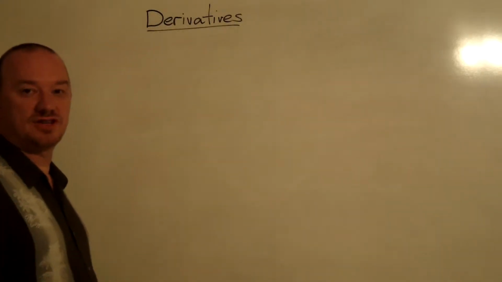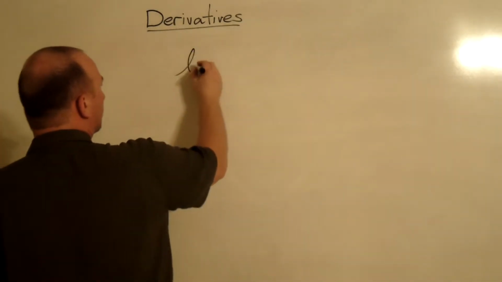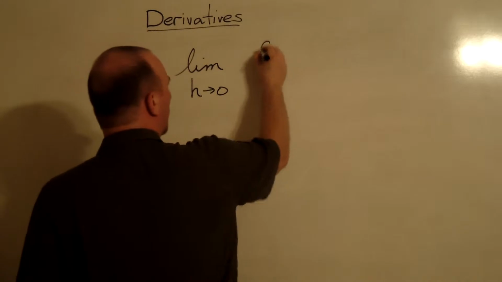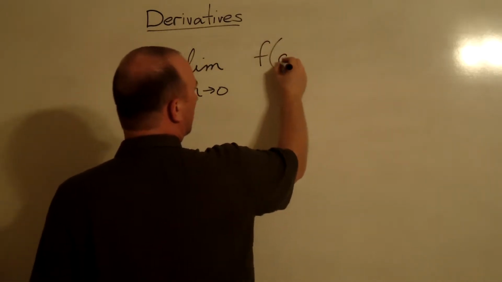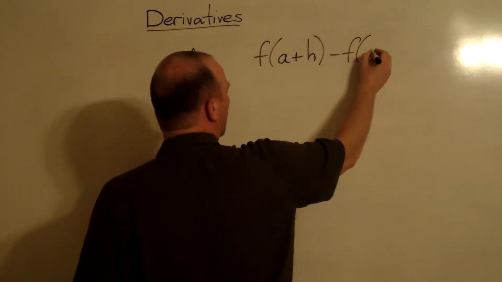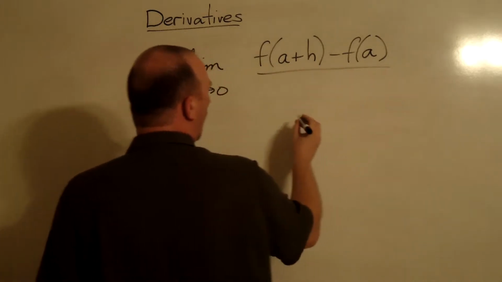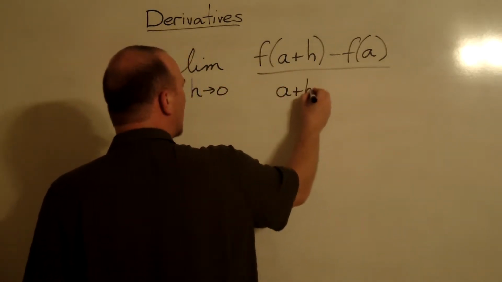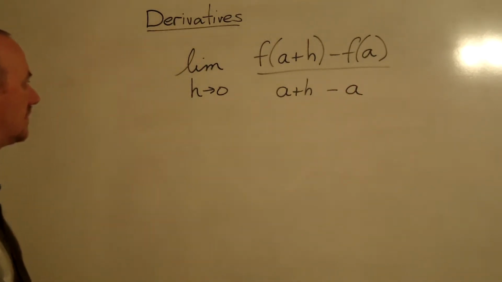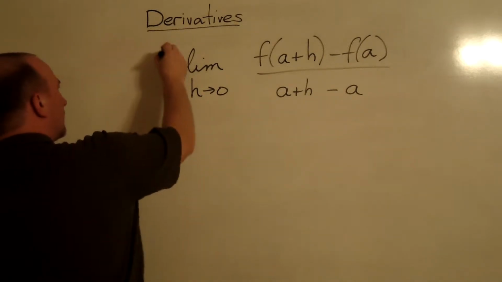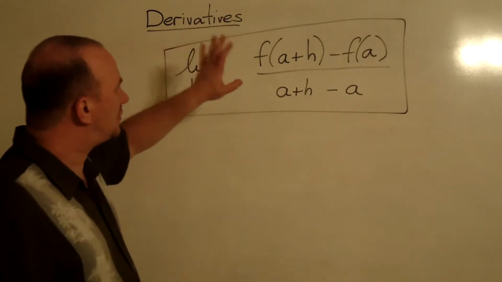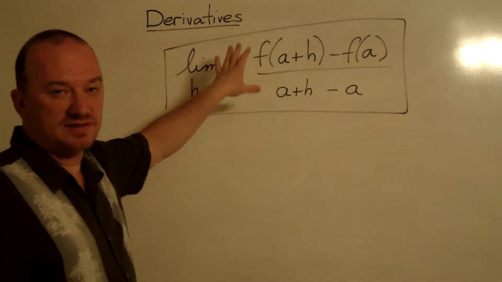I'm going to write the formal definition of a derivative. It's the limit as h approaches 0 of the function evaluated at a plus h minus the function evaluated at a, all over a plus h minus a. That's the formal definition of a derivative. Now what I want to do is show you how we come about this definition.